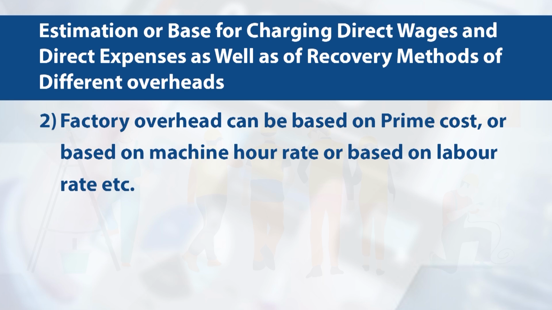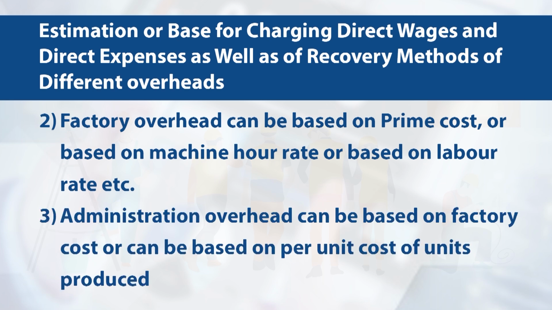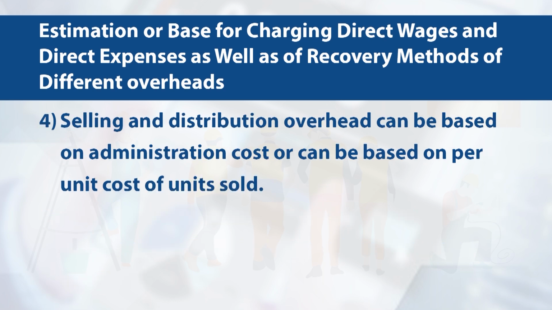Number 2, factory overhead can be based on prime cost or based on machine hour rate or based on labor hour rate, etc. Number 3, administration overhead can be based on factory cost or can be based on per unit cost of units produced. Number 4, selling and distribution overhead can be based on administration cost or can be based on per unit cost of units sold.